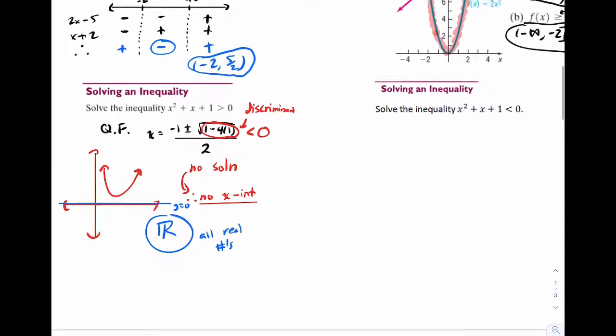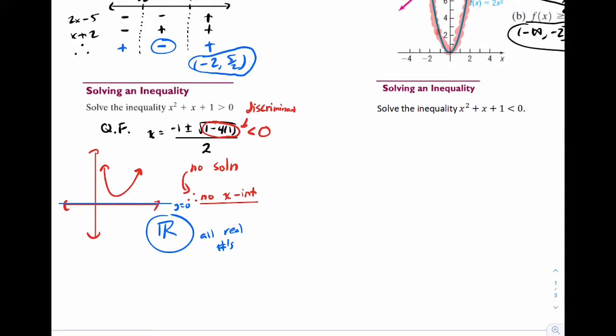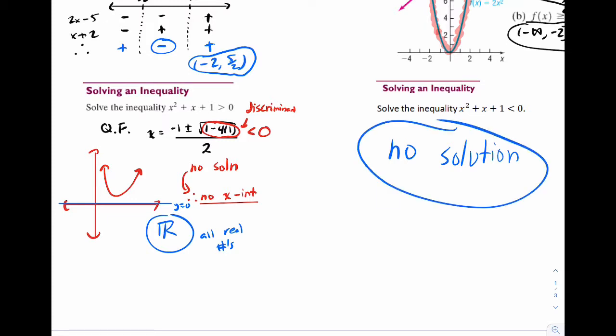And for the other one, notice how it's the same thing, just less than 0. So this graph, it'd be like asking, where is this graph under the x-axis? And it would be never. There is no solution here. It is never under the x-axis. Okay, so that's it. Let's work on some practice problems.